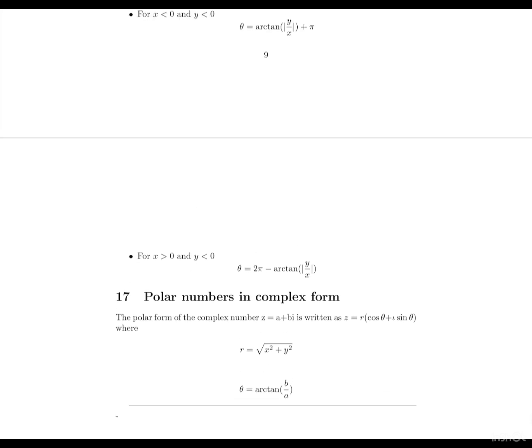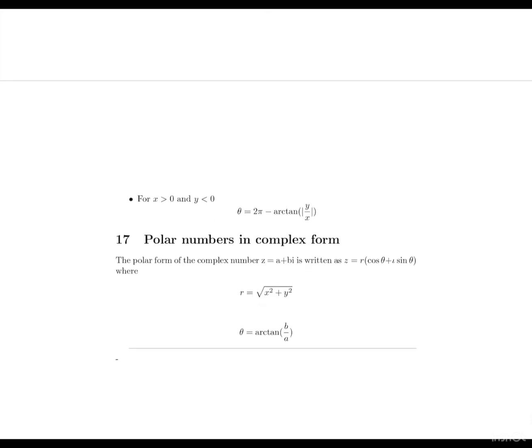Finally, we have number 17, polar form of complex numbers. The polar form of the complex number z equal to a plus bi is written as z equal to r times (cos theta plus i sin theta), where again we have r as the square root of x squared plus y squared and theta is equal to arctan of b over a. Take this as a revision, something that you can go over through the last day of your exam.